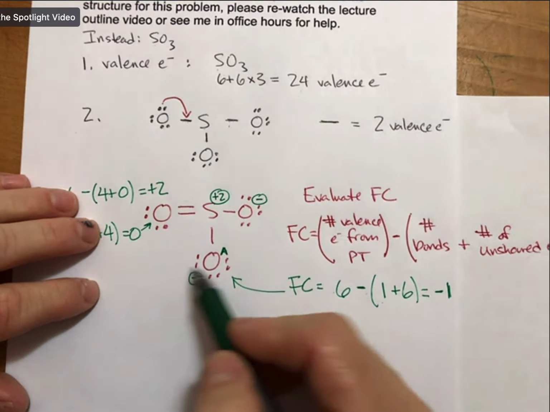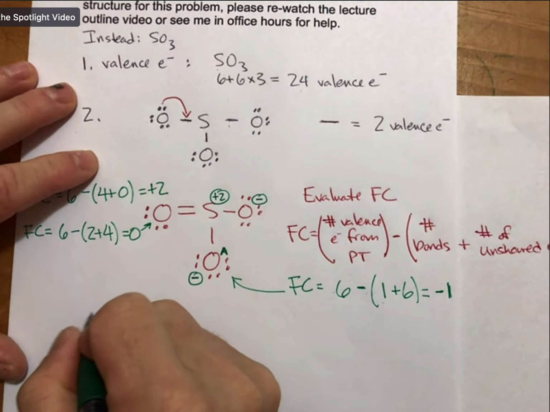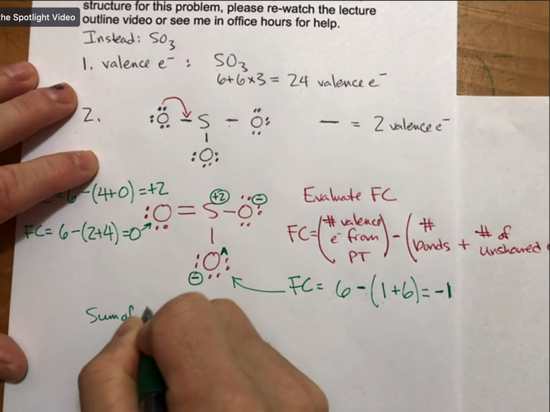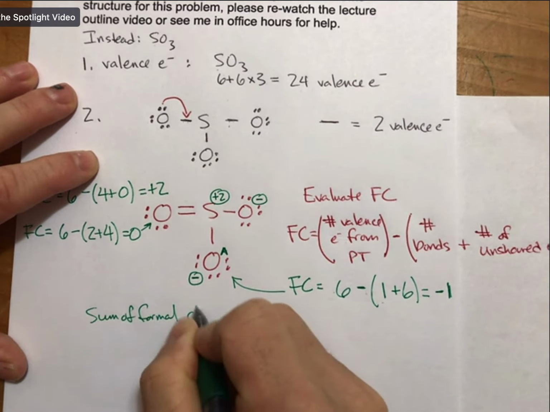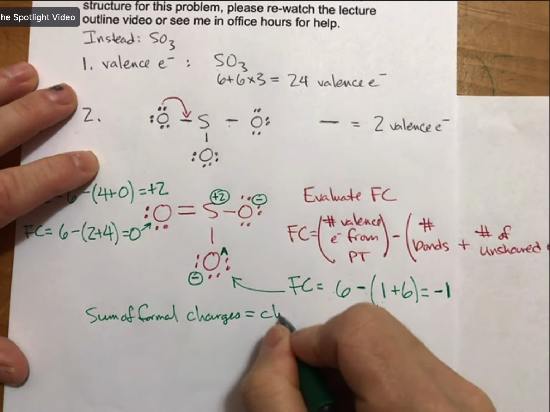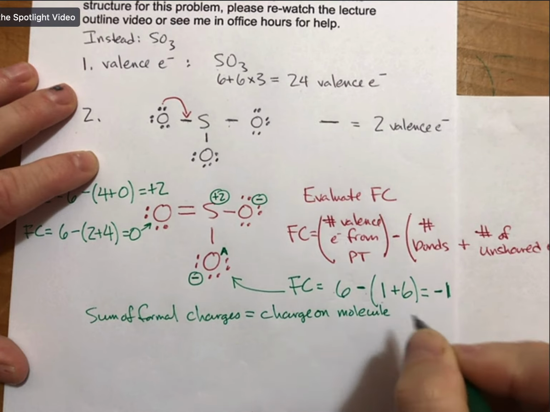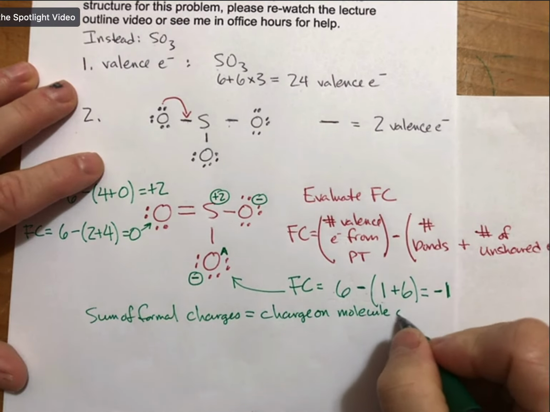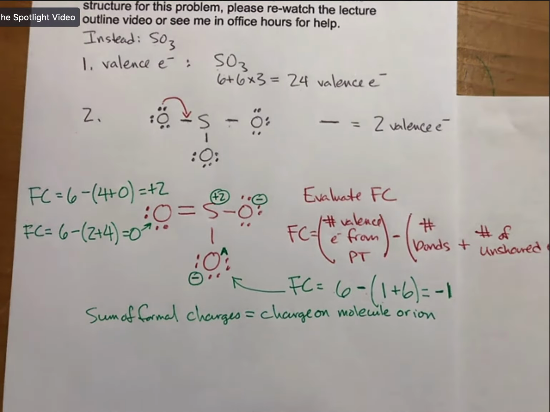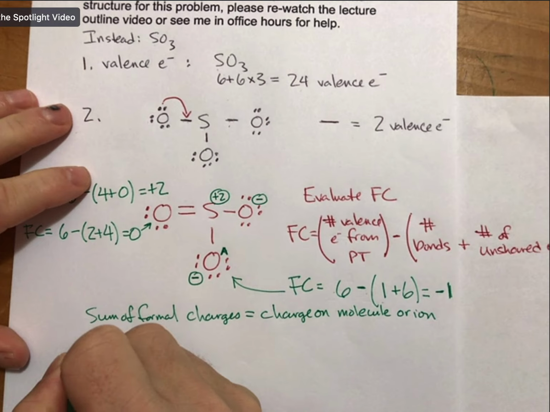Overall, the formal charges will equal the charge on the molecule. So sum of formal charges equals charge on molecule. And we'll see ions, so molecule or ion. Okay. Now, we're not done yet, but the next thing we need to do is we need to then minimize formal charge.